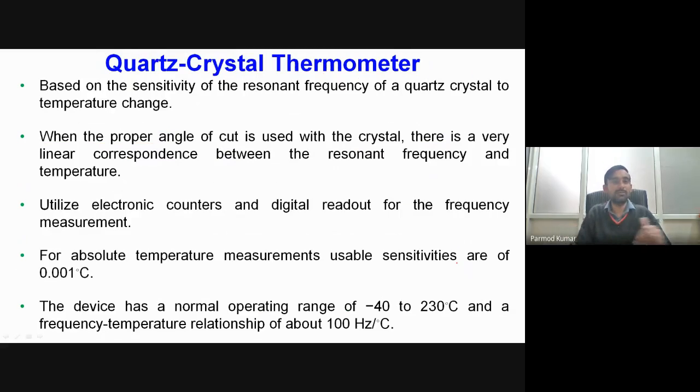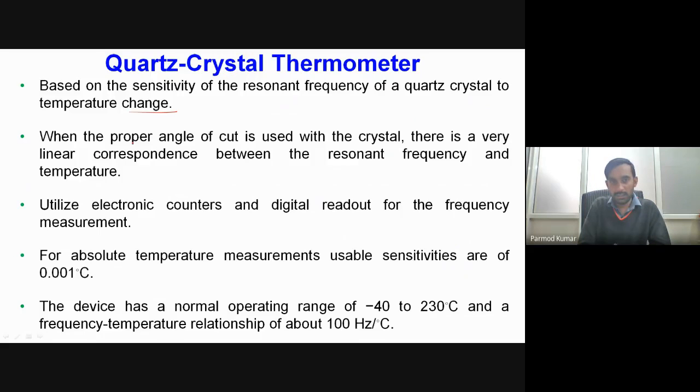Then one of the important techniques for measurement of temperature is known as the quartz crystal thermometer. Quartz crystal has a very unique characteristic: the resonant frequency of this type of crystal is sensitive to temperature change. If we measure the resonant frequency of the quartz crystal for different values of temperature, then obviously there is a direct relationship. So based on the changes in resonant frequency, we can determine the corresponding value of the temperature.